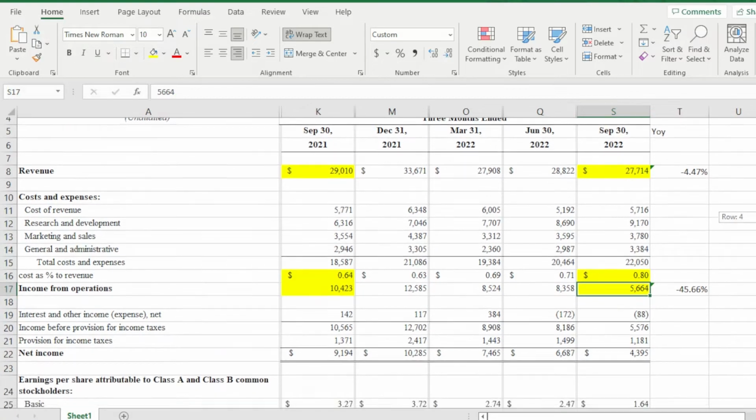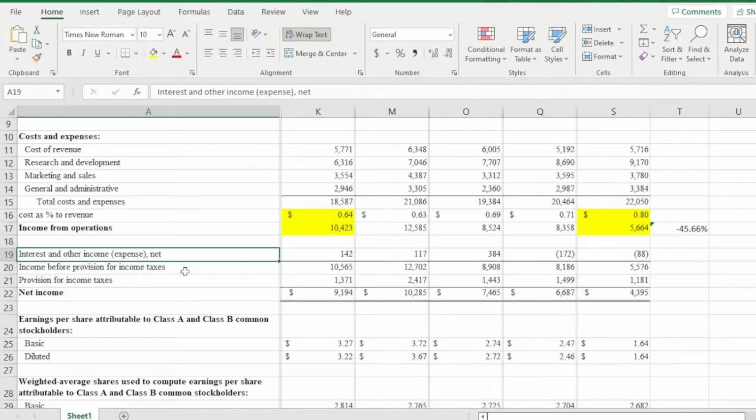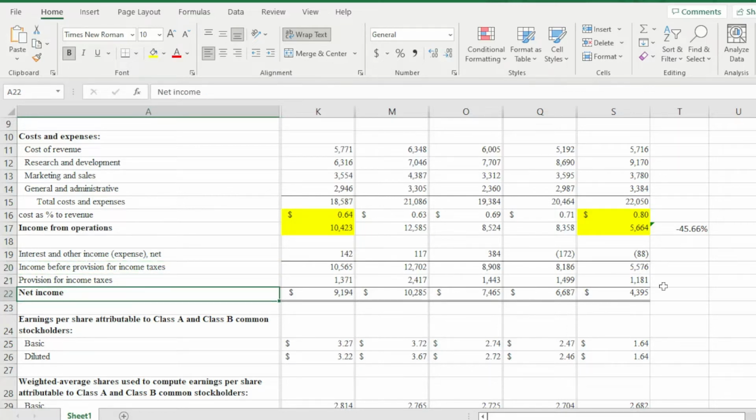So now we're going to scroll down a little bit more. We have this interest and other income expense, and then we have income before income taxes, and net income. So here's something else we could do. Let's just go ahead and calculate the income tax percentage. What are we paying to the government? So here's how you do that.